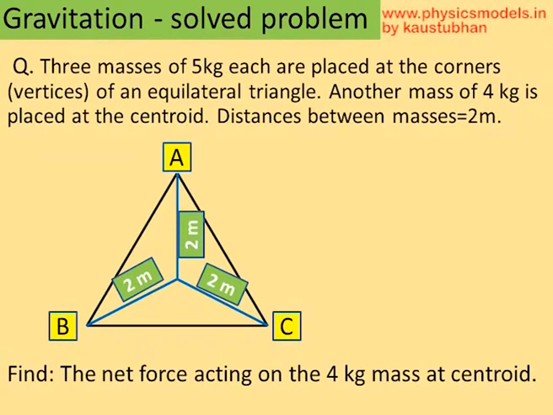Hi, in this video we go through a solved problem on gravitation. A typical problem where some masses are placed at the corners of a triangle and there is an additional mass placed inside the triangle. In this problem, there is a centroid which is equidistant from the three vertices, and at that centroid a 4 kg mass has been put, and we have to find out the net gravitational force acting on the 4 kg mass.